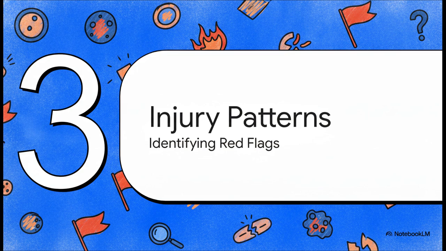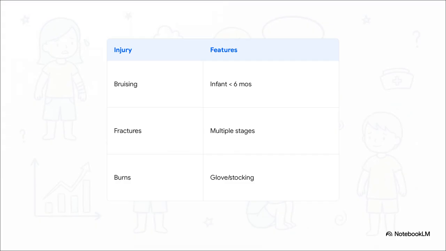Section 3. Injury patterns and red flags. So what are the physical red flags we need to look out for? For bruising, if you see bruises on an infant younger than 6 months who isn't even crawling yet, that is highly suspicious. Bruises shaped like a belt buckle or some kind of implement are also major warning signs. For fractures, seeing multiple fractures in different stages of healing or spiral fractures in the forearm caused by forceful twisting, those should immediately raise your concern. And for burns, pay really close attention to symmetrical glove or stocking distributions on the hands or feet. That suggests forced immersion in hot water. Also watch out for small round burns that indicate a lit cigarette.